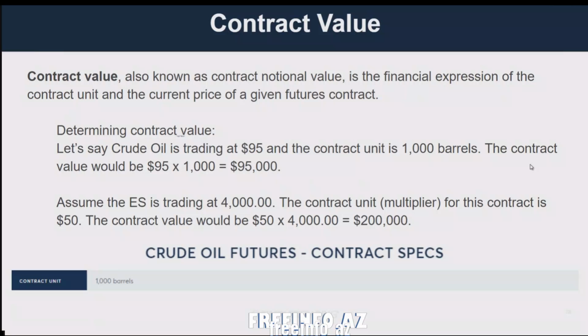So contract value, I don't think it's well served for me to go through this with you, but contract value is known as contract notional value. It's the financial expression of the contract unit and the current price of a given futures contract. So, the contract really is like, hey, oil's trading at $95. Contract unit is 1,000 barrels. The contract value would be $95,000, right, for that entire situation.